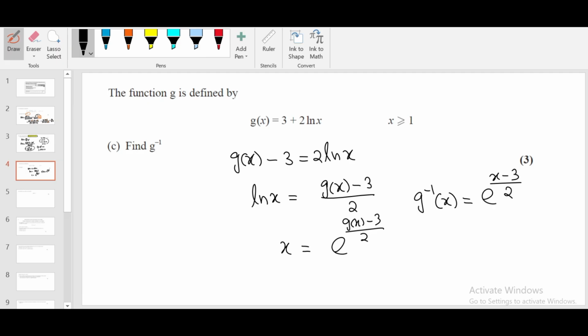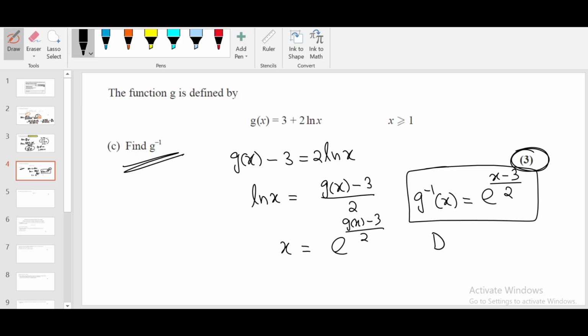But there is a problem. If you write just the inverse function, you won't get 3 marks, you will get only 2 marks. Though the question asks you to just find the g inverse, you have to find the domain of this function, otherwise you will lose 1 mark.